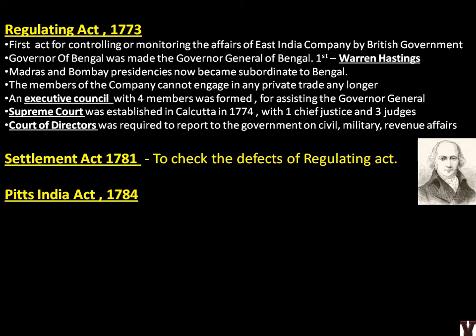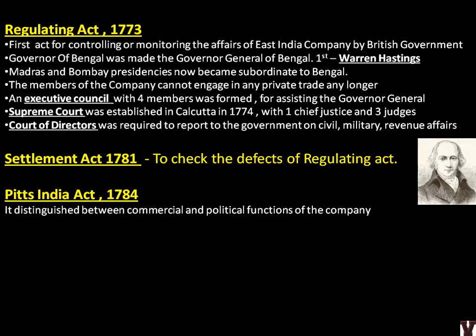Another important thing you need to remember is that during both these acts, or all 3 acts, the Governor General was Warren Hastings only. He had a very long term. Okay, if you see 1773 until 1784, he is the same person who was the Governor General of Bengal. So you should remember this if it is asked in prelims.